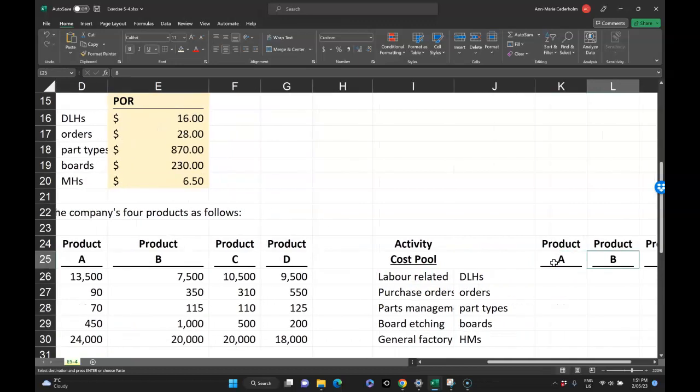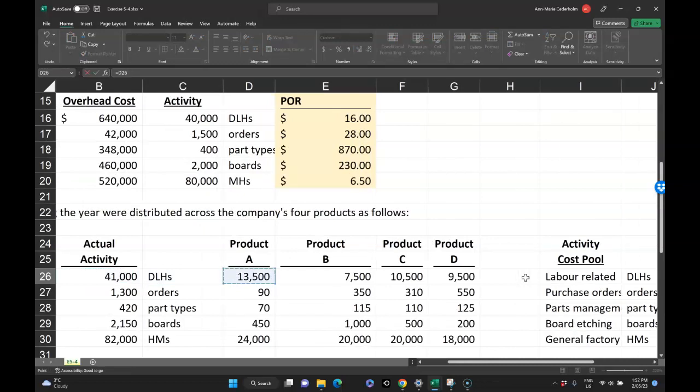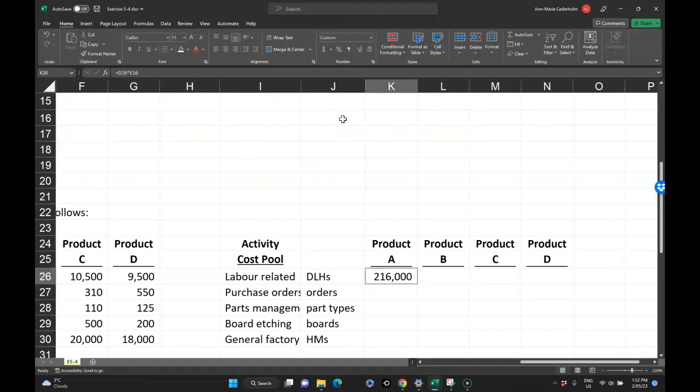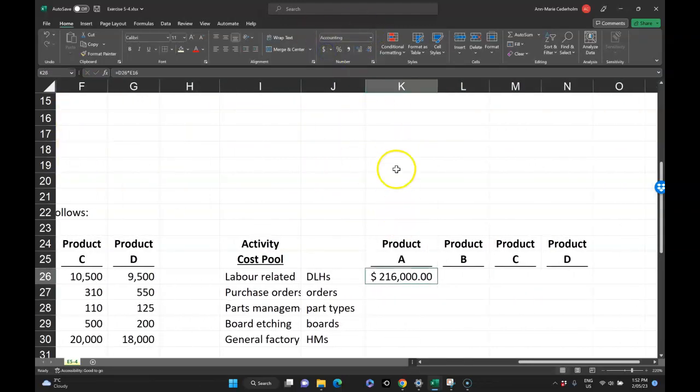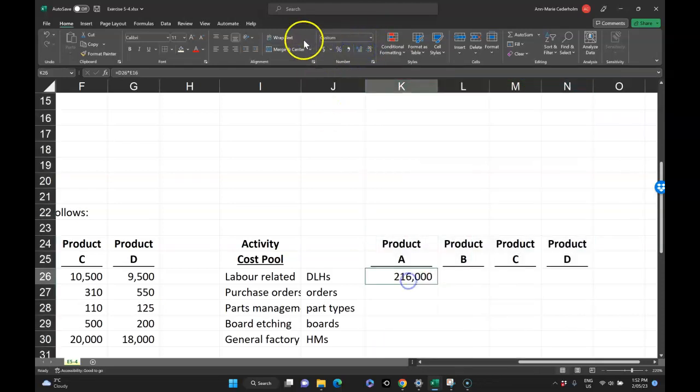Okay, so what I'm going to do is I'll show you how to do A, and then I'll do B again, and then I'll quickly do C and D. So all you need to do is take the actual activity for A. So for labor hours, I have 13,500 direct labor hours, and then you just multiply that by the predetermined overhead rate, which is 16. And so that comes out to $216,000 that I'm assigning to product A for manufacturing overhead applied.